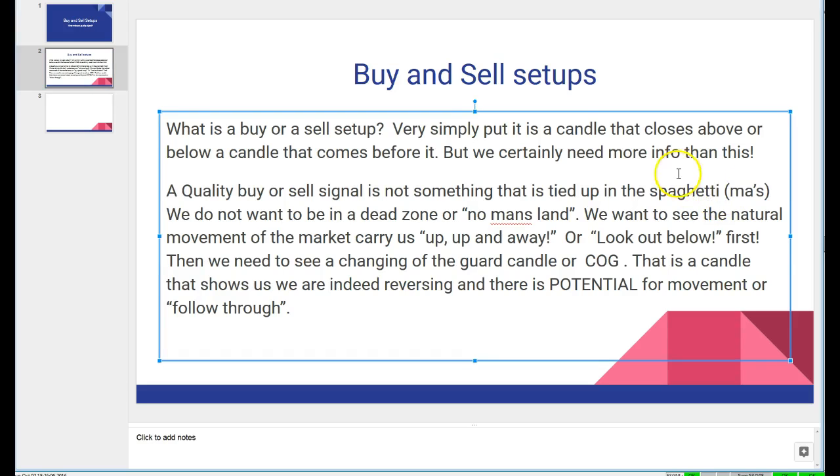Spaghetti. Now, what do we mean by spaghetti? We basically mean the moving averages. If you're tied up inside of a whole bunch of moving averages that are all crossing, flipping up and down, crossing between each other, and it looks like a bowl of spaghetti, and you just have 3 or 4 noodles left, and they're all kind of trailing together, that's no man's land, okay?